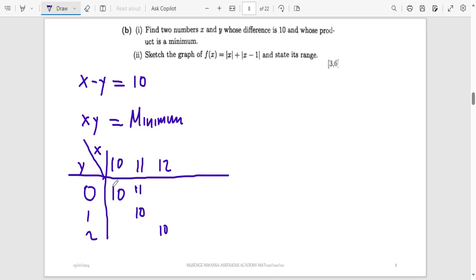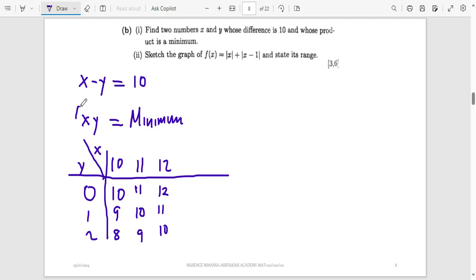Hope you are getting what I'm doing. 10 minus this 1 here, this will give us a 9. 12 minus 0, this will give us a 12 here. 12 minus a 1 here, that is going to give us 11. And then 10 minus 2, that is going to give us 8. 11 minus 2, that is going to give us what? A 9. Okay, to continue to go like that.